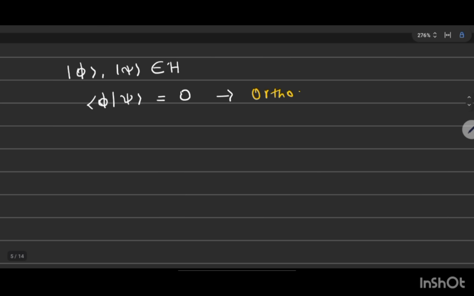Let's discuss two more properties of vectors from the Hilbert space. If I take two vectors, ket phi and ket psi, from the Hilbert space, and it turns out that the scalar product between these two vectors is 0, then these vectors are called an orthogonal set of vectors.